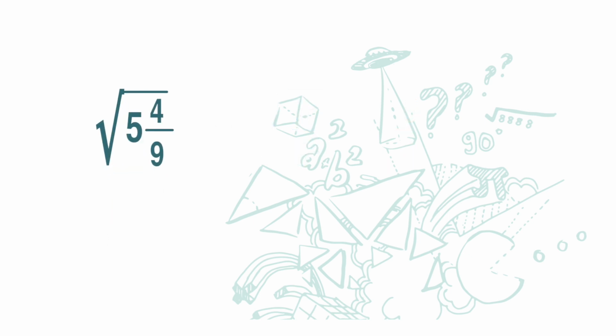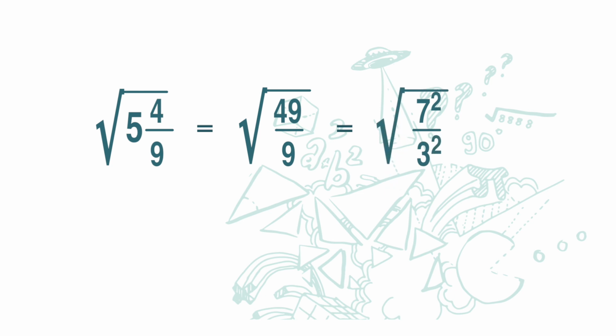This question wants to find the square root of 5 and 4 over 9. It's a mixed number. First, we need to convert it into an improper fraction. 5 times 9 is 45, plus 4 is 49. So the numerator, the number on top, is 49. 49 is the square of 7. 9 is the square of 3. So we can rewrite it like this. And since the square and square root cancel out each other, the answer is 7 over 3.